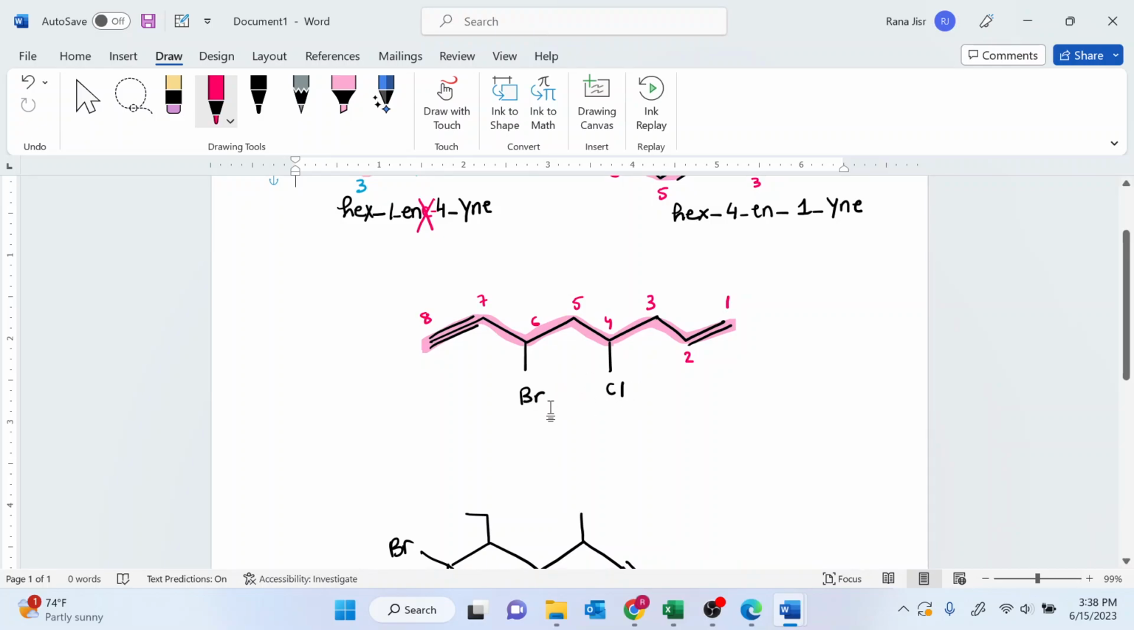I don't care about the substituents and the alphabetical order, and the B in the bromo coming before the C in the chloro. I still need to give the double bond in this case the lowest number possible, but my ending is going to be in the -yne. So the name here is going to be 6-bromo, then chloro, and it's going to be oct-dash. And on carbon number 1, I have my -ene, and on carbon number 7, I have my -yne.